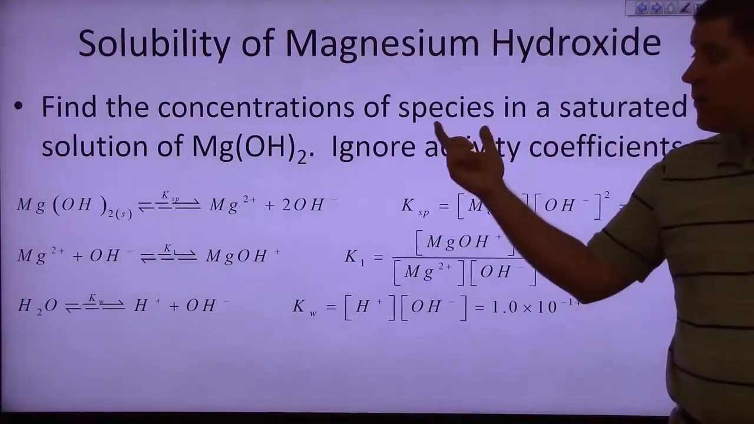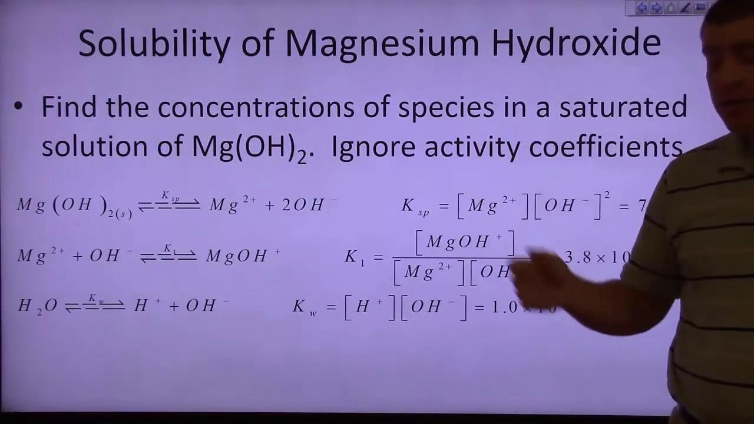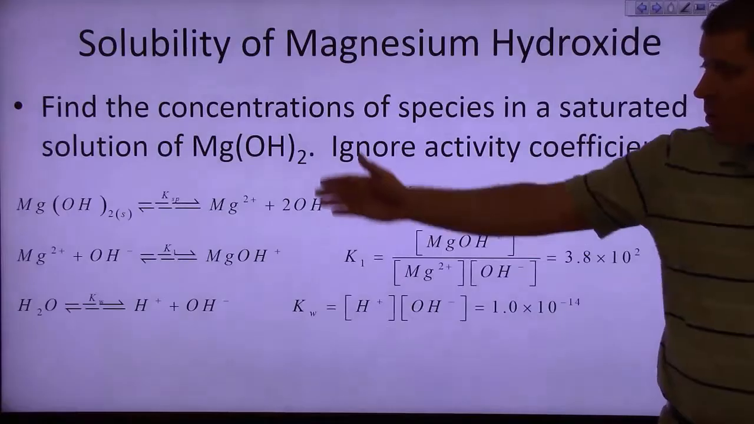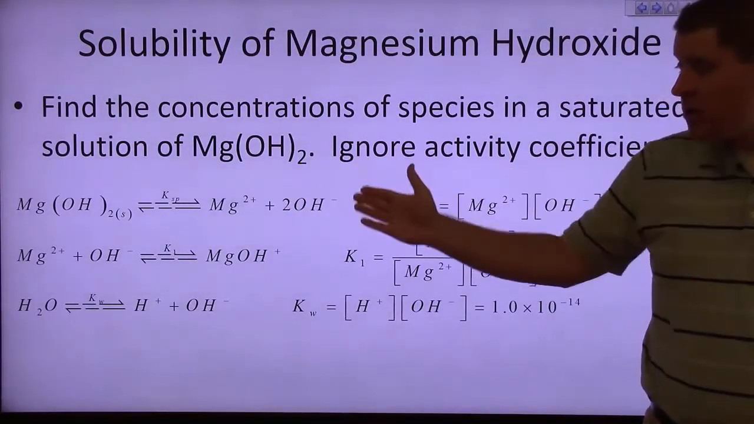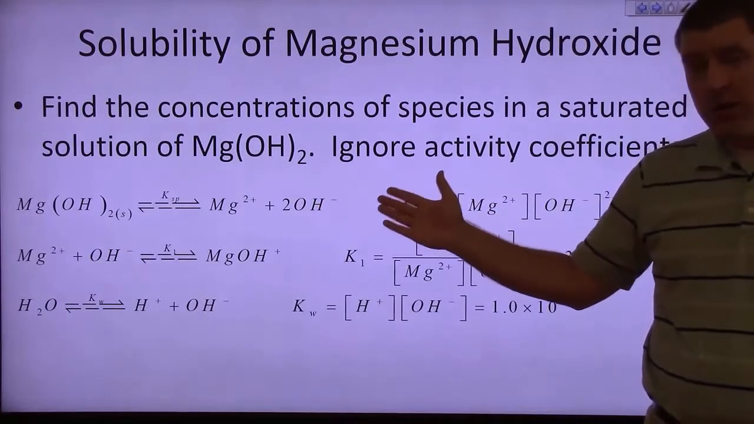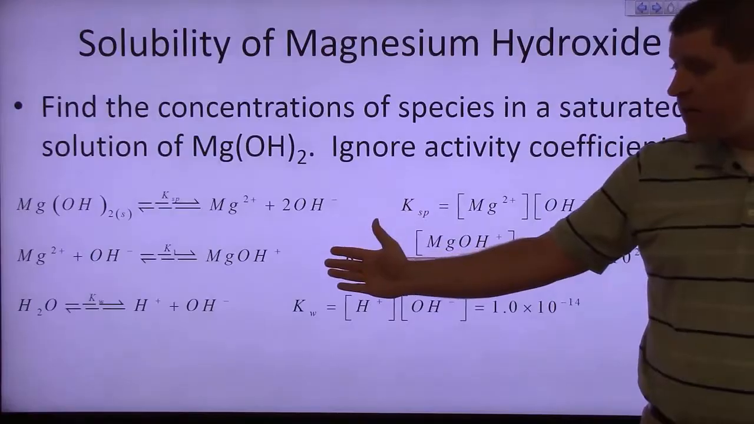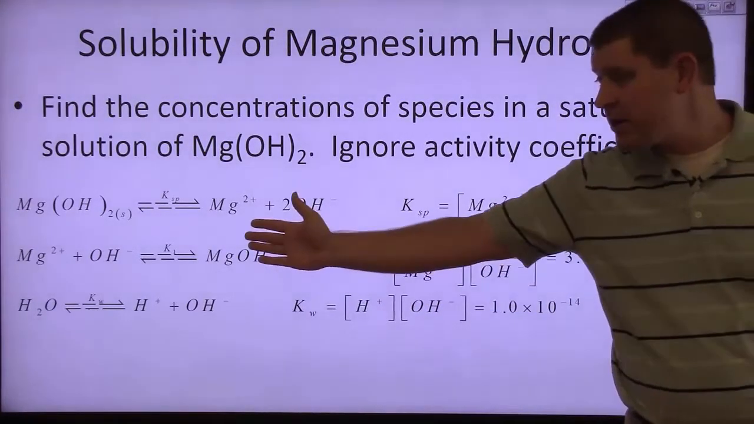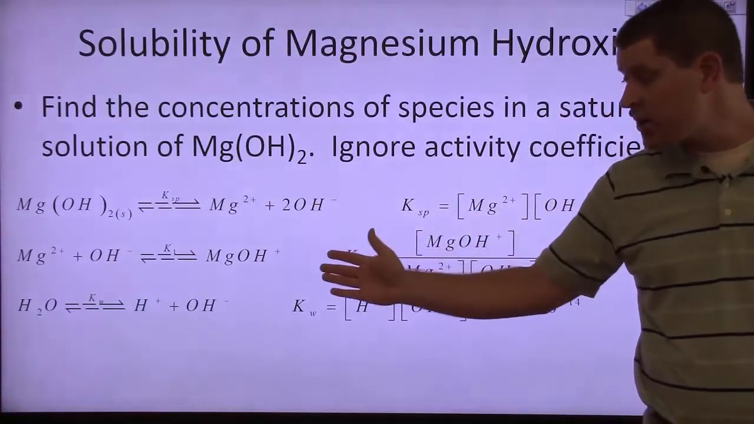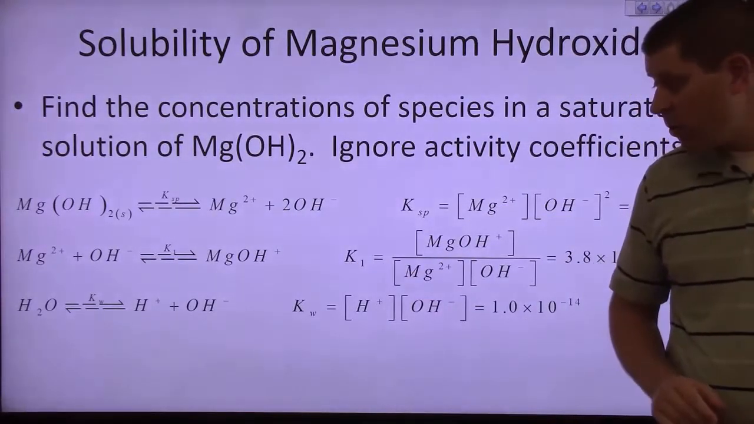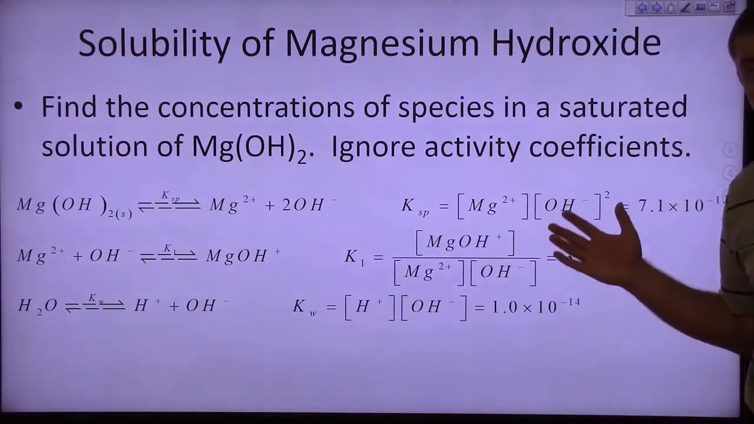So let's find the concentrations of species in a saturated solution of magnesium hydroxide. And of course, we're going to ignore the activity coefficient. So we have our magnesium hydroxide dissolution process. Magnesium hydroxide dissolves to give us magnesium ions and 2 hydroxide ions. We then have a magnesium hydroxide complex that can also form, where we have magnesium ion and a single hydroxide forming a complex. And we have, of course, our autoionization of water. And we can write our equilibrium constant expressions for each of those.